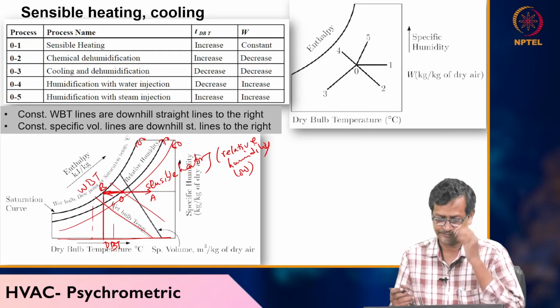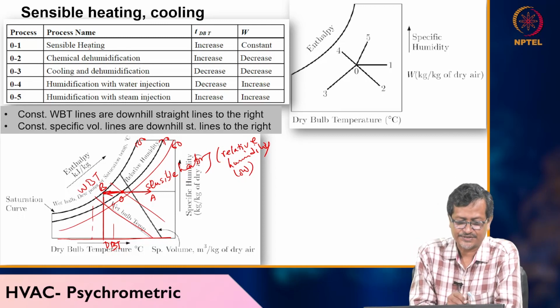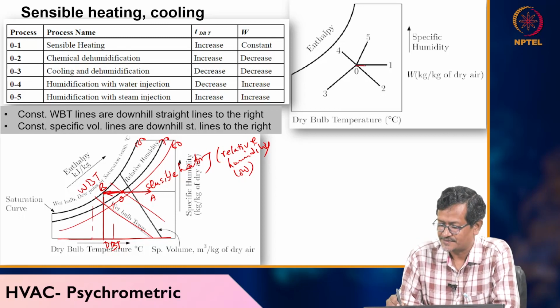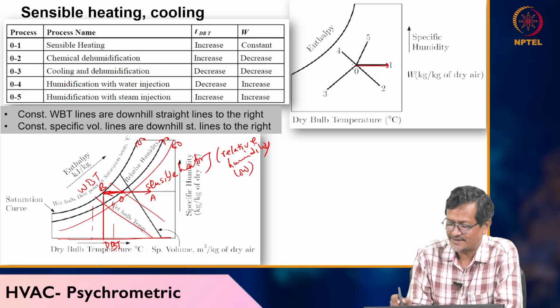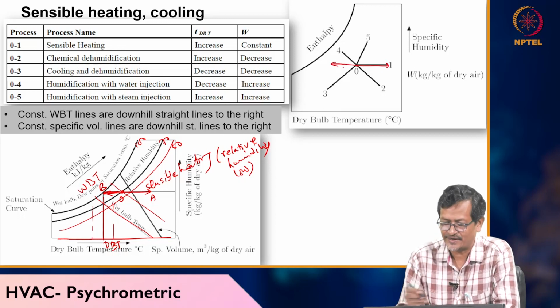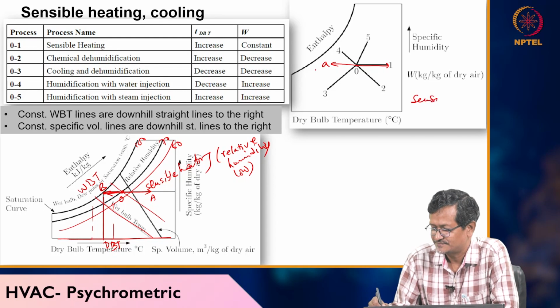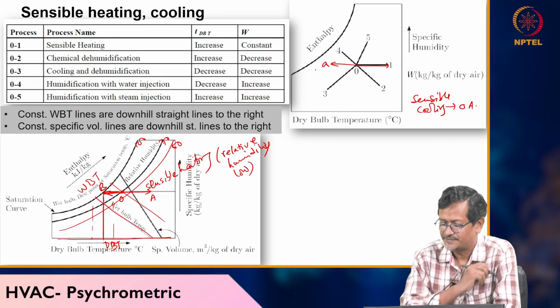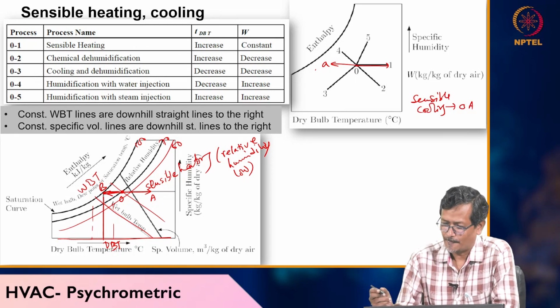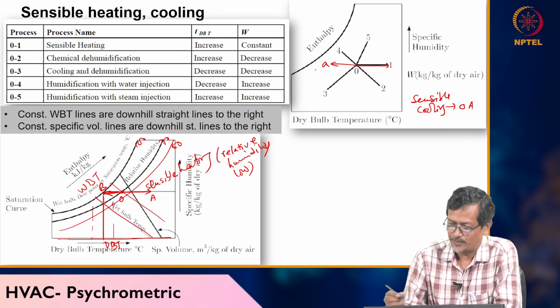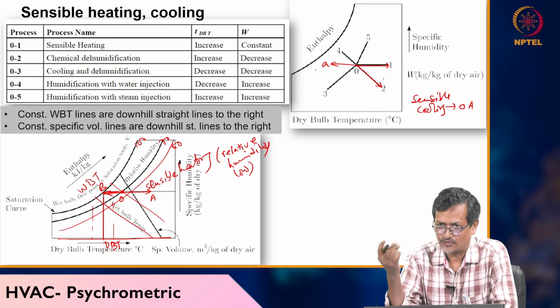Now you see this one, process 0 to 1, sensible heating. Then what will be sensible cooling? Just the opposite of this one. Let's say A is sensible; if I ask you sensible cooling, then it is OA. Then if you have chemical dehumidification, if you are using certain chemicals, then your humidity can go down, your temperature can go down, you can manipulate.